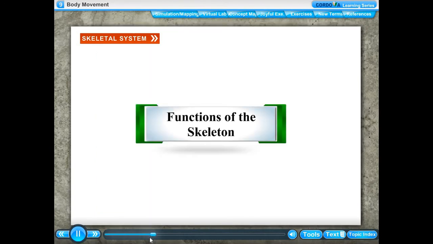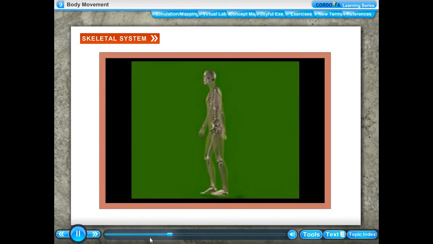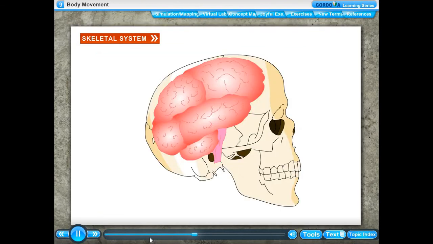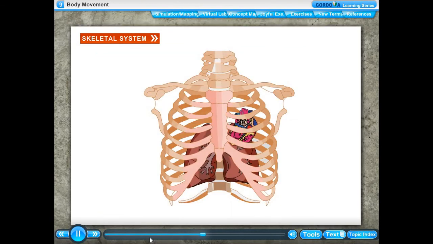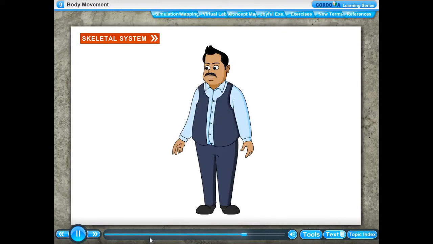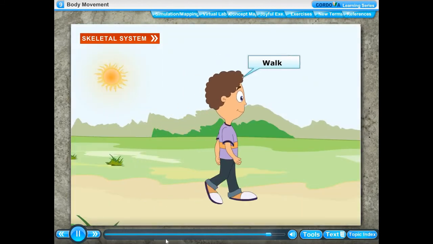Functions of the skeleton. The skeleton has the following main functions. It gives shape and support to the body. It gives protection to the delicate internal organs of the body. For example, the skull protects the brain. The rib cage protects the heart and lungs. The backbone protects the spinal cord. It helps in the movement when body muscles are attached to the bones. They together produce the movements in the body. They help us to stand, run, walk, and so on.